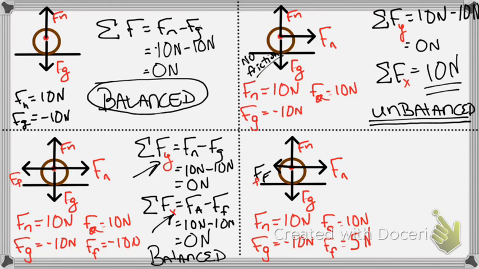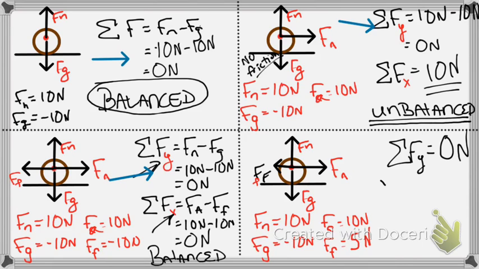We're going to say that the sum of the forces in the y direction. All right. Well, from previous examples being here, here, and here, we think it's pretty safe to say that 10 newtons up and 10 newtons down is going to give us a force in the y direction of 0 newtons.